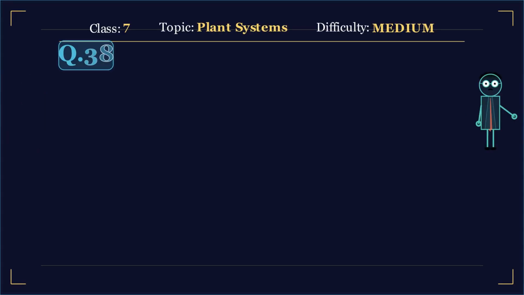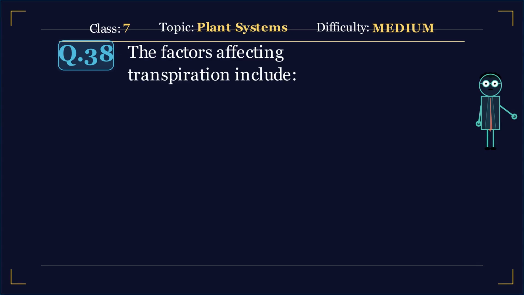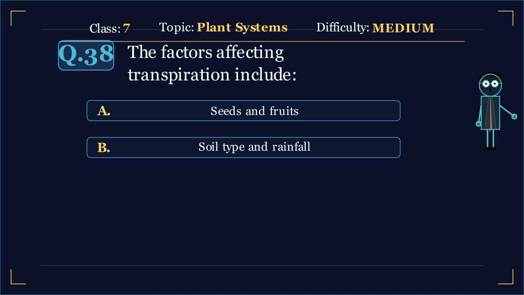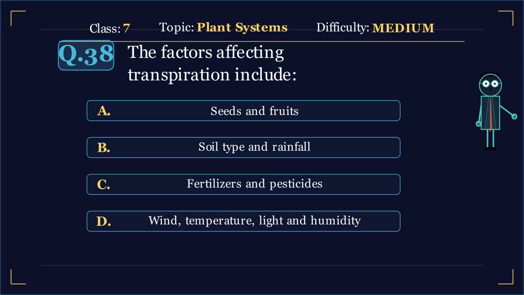Question 38. The factors affecting transpiration include. Option A, seeds and fruits. Option B, soil type and rainfall. Option C, fertilizers and pesticides. Option D, wind, temperature, light and humidity.